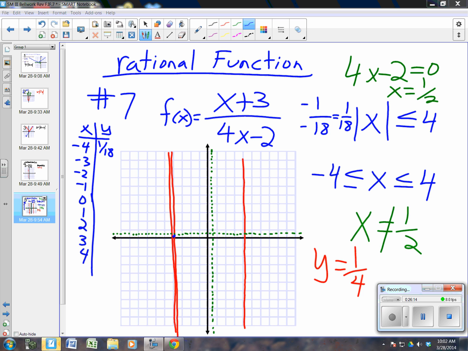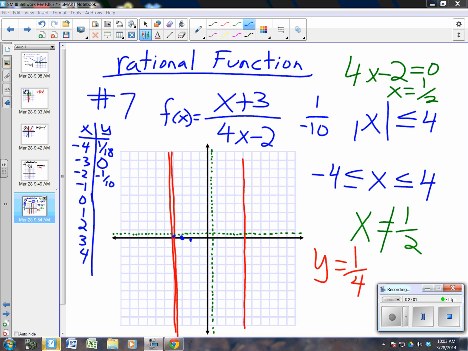Okay, if I put -3 in there, what's -3 plus 3? 0. I know then at -3, 0 divided by whatever the denominator is going to be 0. So at -3, it's crossing the x-axis. So I'm going to put a point right there for -3 comma 0. If I put -2 in there, -2 plus 3 is 1. And 4 times -2 is -8. Minus 2 is -10, so -1/10. So -2 comma -1/10.